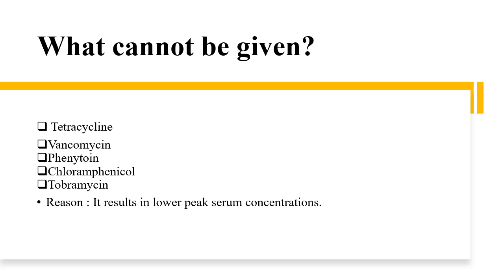What cannot be given? As I said initially, there are a few drugs like tetracycline, vancomycin, phenytoin, chloramphenicol, tobramycin. These should not be given because the peak concentrations reached in the serum are actually lower than what is desirable and lower than what is achieved through a peripheral or a central venous access. So we generally do not give these medications through the intraosseous route. What are they? Tetracycline, vancomycin, phenytoin, chloramphenicol and tobramycin.